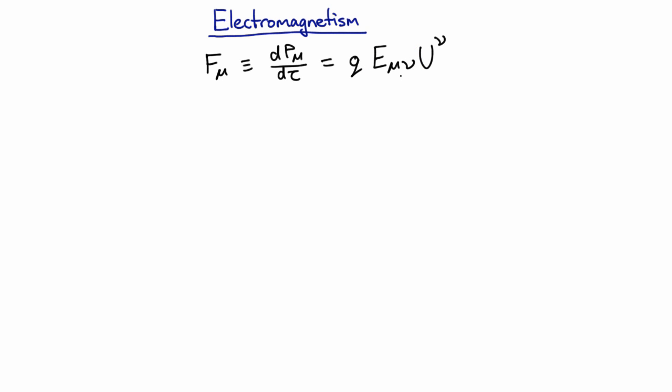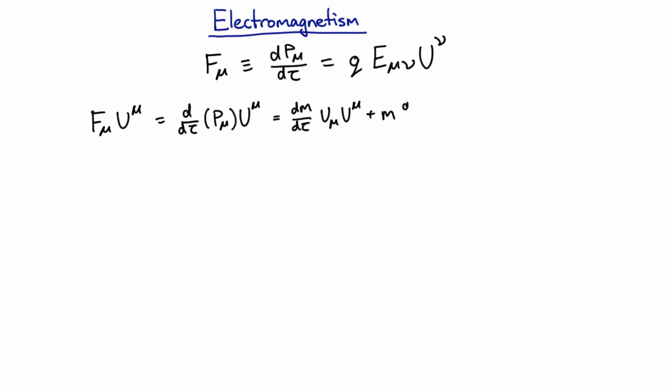We don't know much about it. Alright, let's see if we can figure out some of its properties. Let's have a look at this object here. What's that? That's a scalar because we're summing over this index. By definition it's this. And we know that for a massive particle, the momentum is just the mass times the 4 velocity. And we know that this is, by definition, just the acceleration.